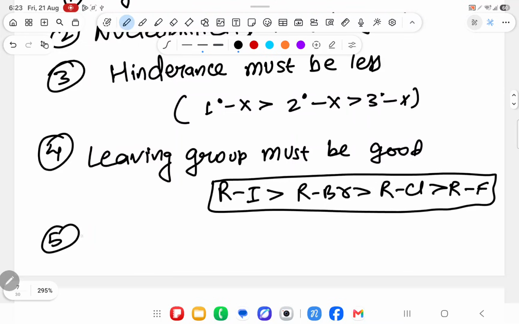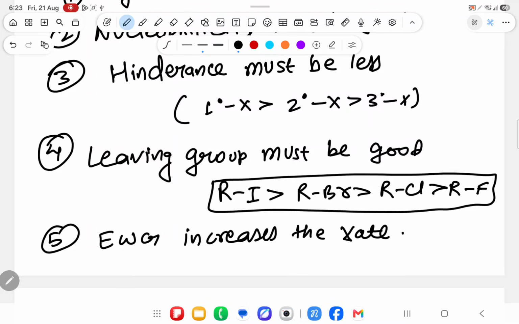And fifth important point, electron withdrawing group increases the rate. And this is all about SN2. I will suggest you all to see it once again if you have any confusion. Understood? Okay sir, I will see it. Now watch 1 or 2 times.